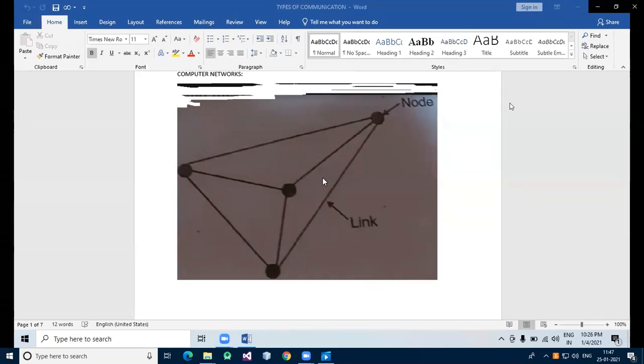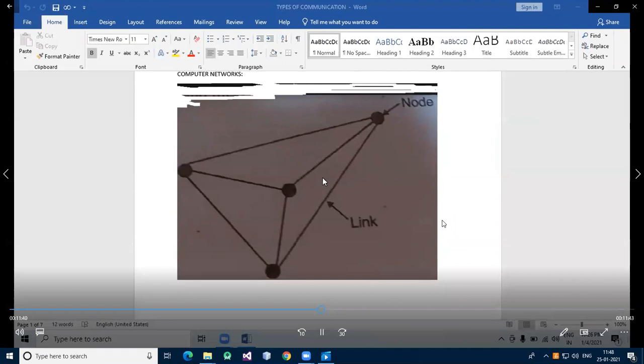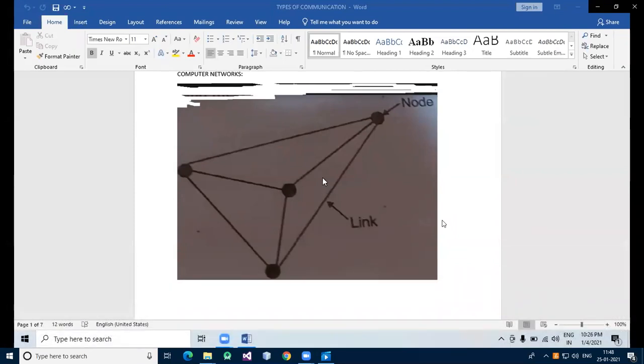And response time is the time between the instance of inquiry and the instance of giving response. The other factors deciding the performance are as follows: number of users, types of transmission medium, the hardware used, and the software used. So computer networks have some criteria, like performance, then reliability.